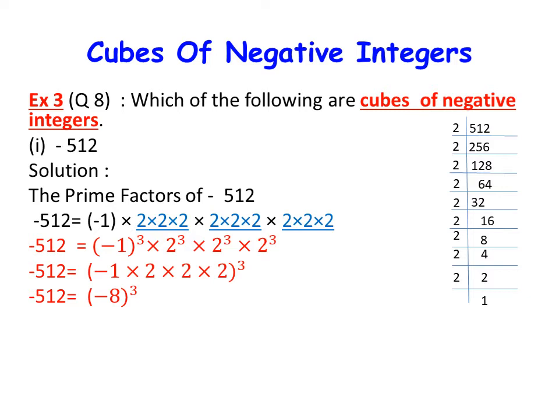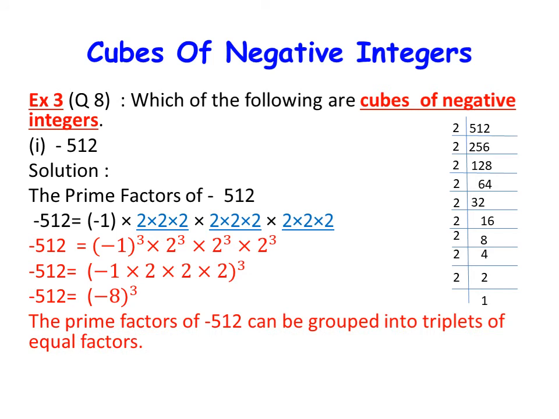So, how will we explain our answer? The prime factors of minus 512 can be grouped into triplets of equal factors. Hence, minus 512 is the cube of minus 8. Now, these are the steps which you have to perform. I think the solution is the same as we discussed in our previous lecture, in which we had to check whether the number is a perfect cube or not. I hope that you have understood.